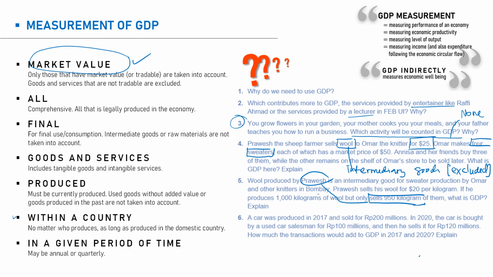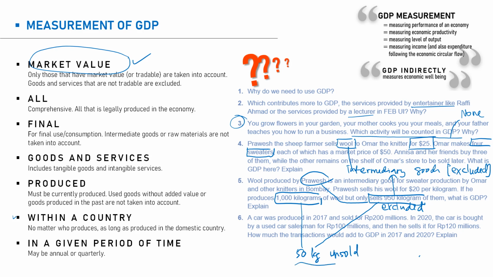In total, he produces 1,000 kilograms. So this is again an intermediary good, so it will be excluded from the GDP calculation. But look, he produces 1,000 kilograms. So after selling 950 kilograms, it means that there are 50 kilograms of wool that are unsold.